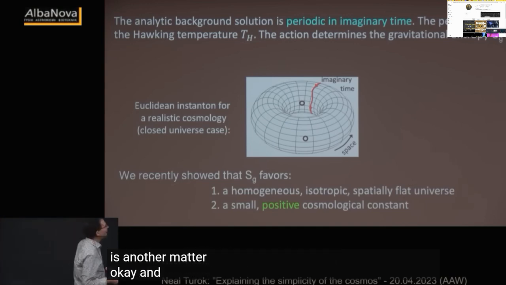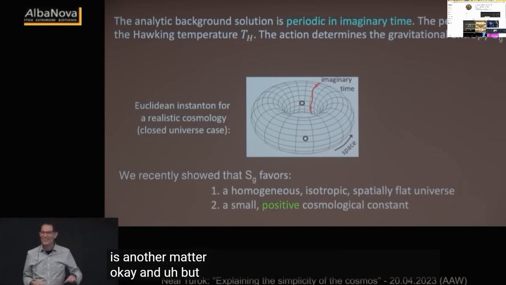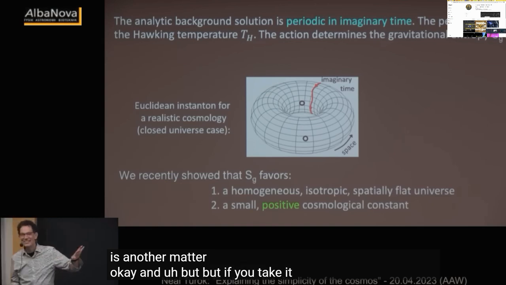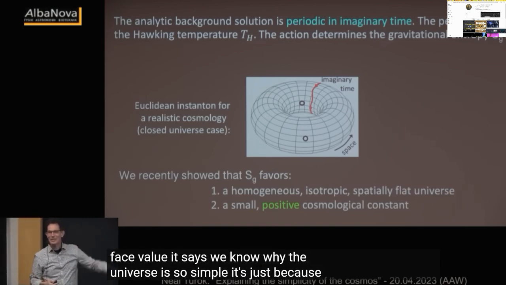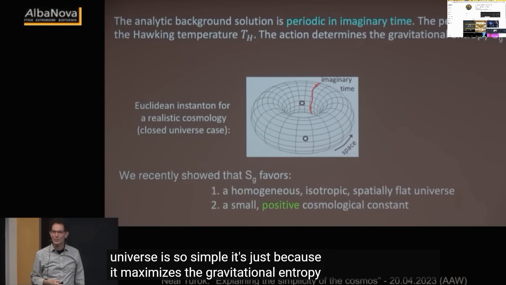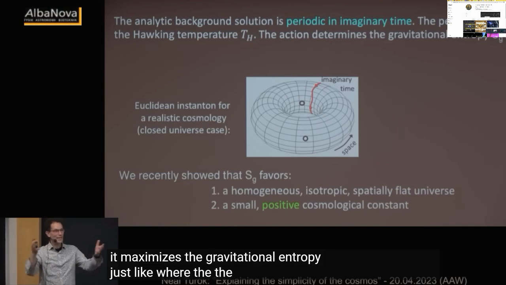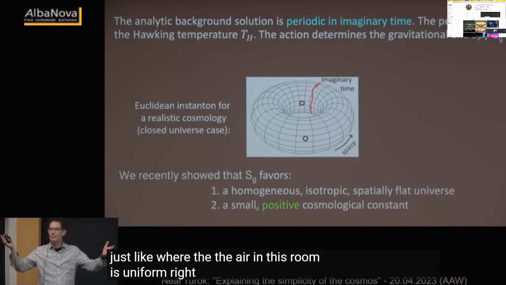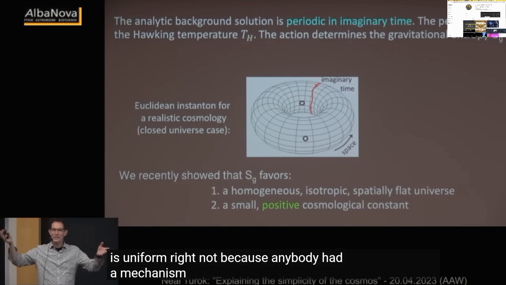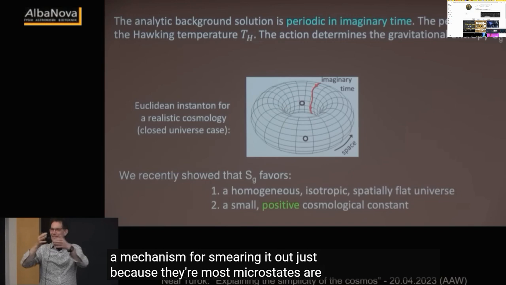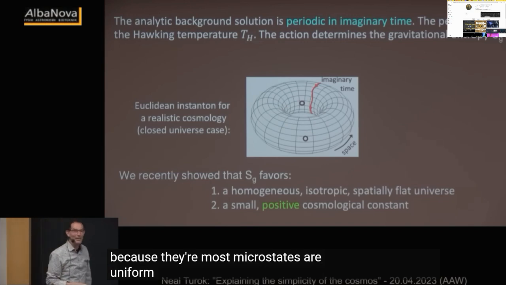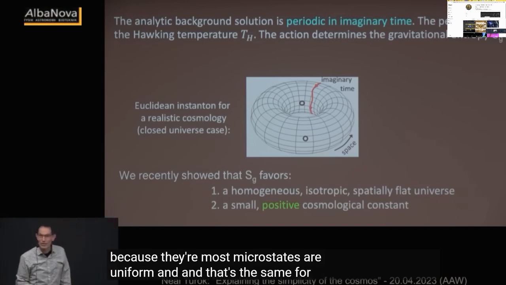Okay, but if you take it at face value, it says we know why the universe is so simple. It's just because it maximizes the gravitational entropy. Just like where the air in this room is uniform, right? Not because anybody had a mechanism for smearing it out. It's just because the most microstates are uniform. And that's the same for the universe.